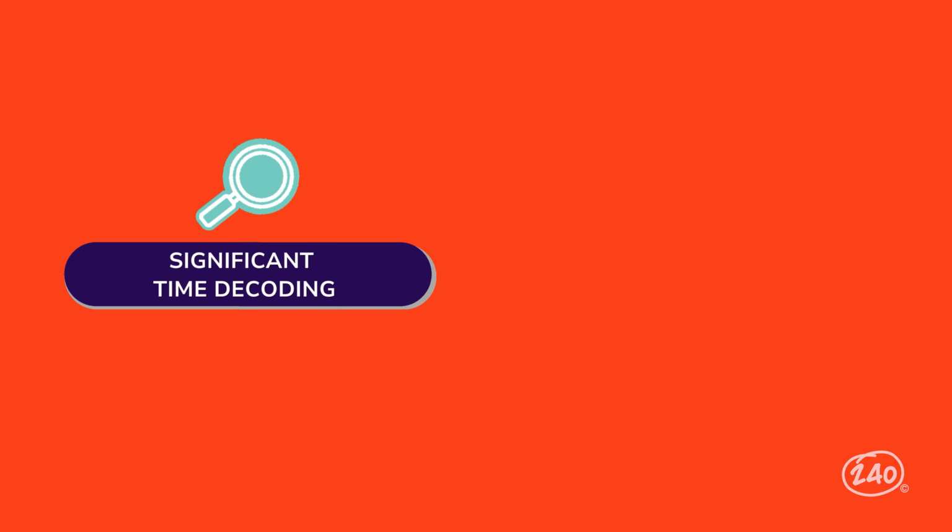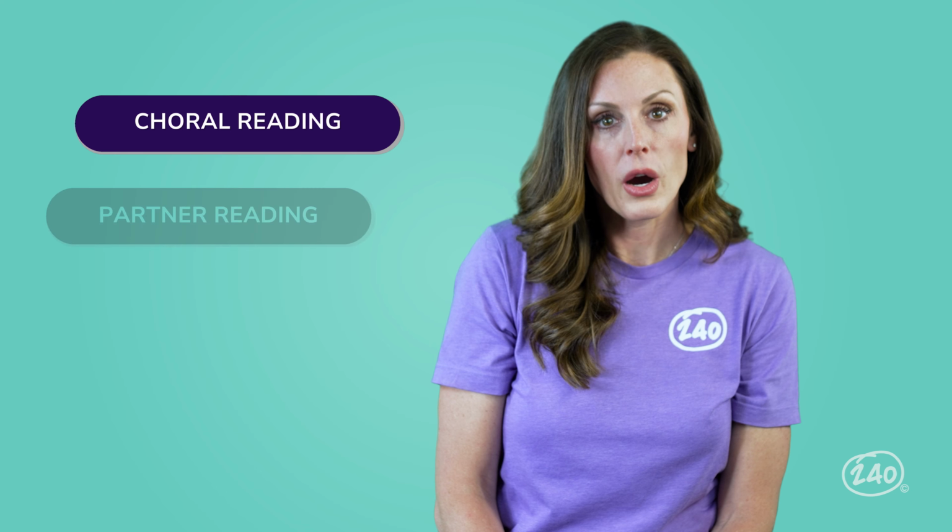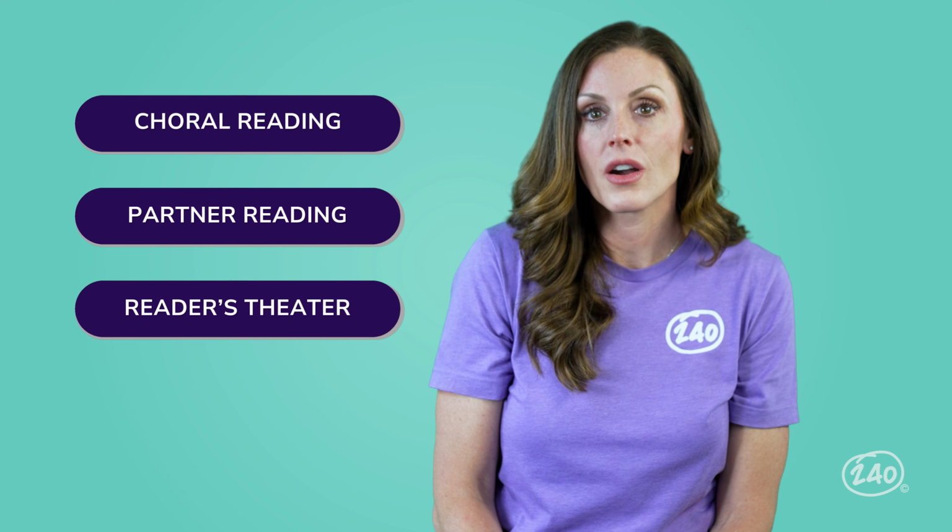For example, a student may spend a significant amount of time decoding words to have a strong accuracy, but this would lower their speed. Students need to develop their automaticity to be truly fluent readers. You'll need to know some strategies for improving students' fluency. Choral reading, partner reading, and reader's theater are examples.